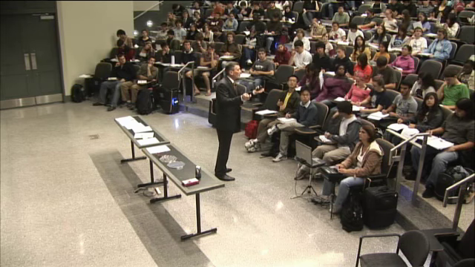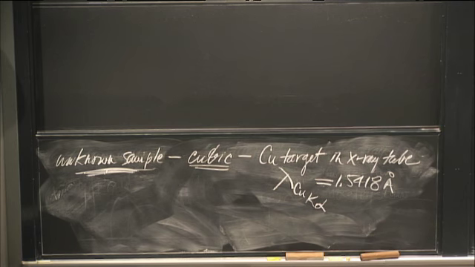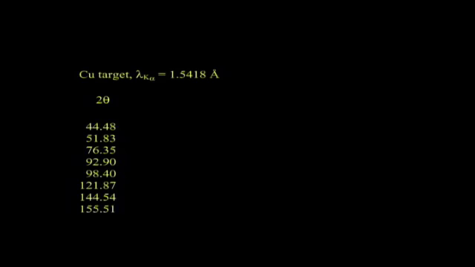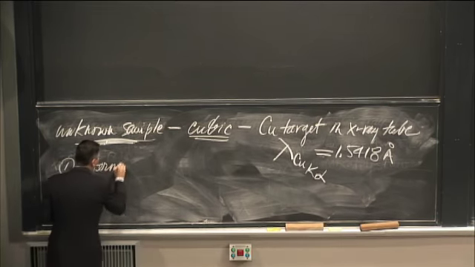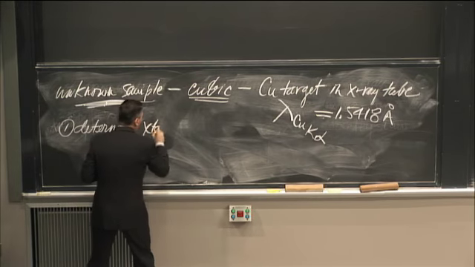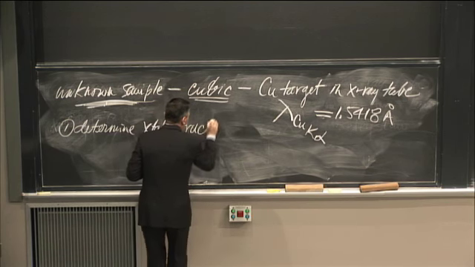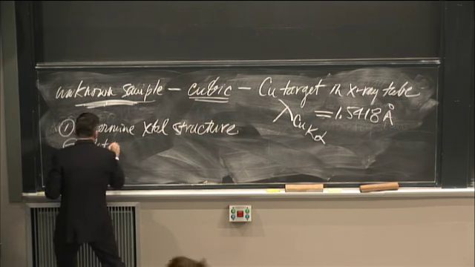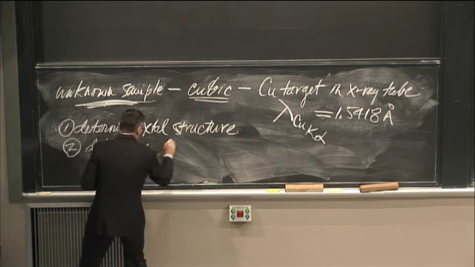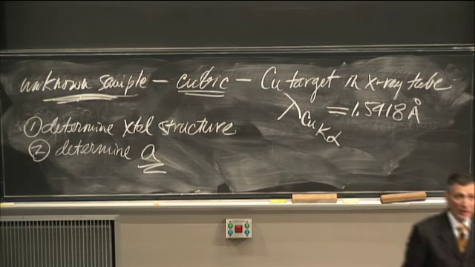So here's my challenge to you. You've got an unknown sample that's cubic, and there's your data set. The task for you has 2 parts, and we're going to do it together. First part, determine the crystal structure. So it's either FCC, BCC, or simple cubic. And the second part is determine the lattice constant, the value of the lattice constant. So you can get quantitative measurements. I'm going to show you how to do it.